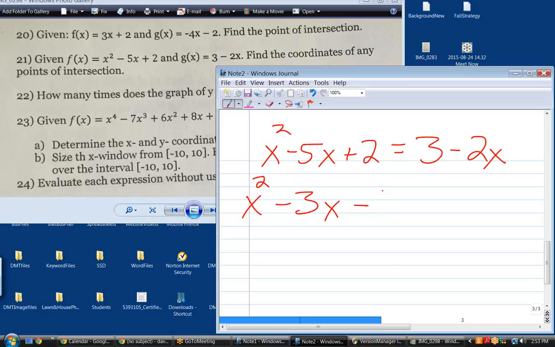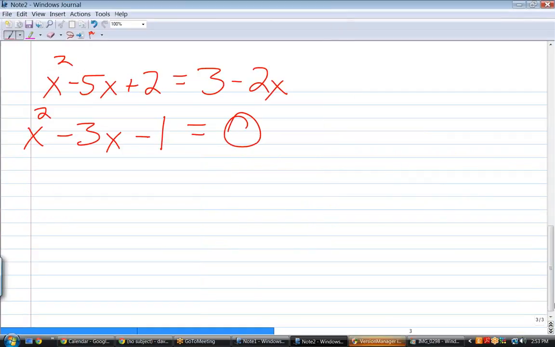Naturally, they're going to give us one that's hard. Did I make a mistake here? What do I do now? I can't factor that with integers. What's the next step? Quadratic formula. Which is?